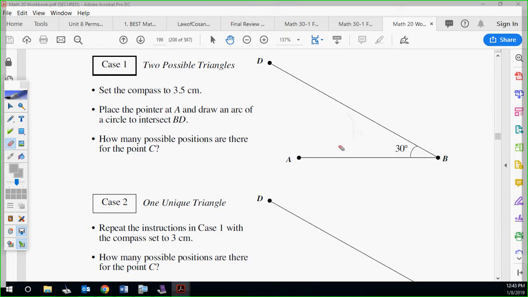So you have a compass, right? There's a pointer and a pencil. The pointer is on A. You're going to make the measurement of it 3.5 centimeters in your book. Obviously this is not 3.5, I'm projecting this, but in your book it'd be 3.5 centimeters. And what happens is it's going to be right here, and then we're going to rotate it. What happens when you rotate it? It does like this, a little circle.